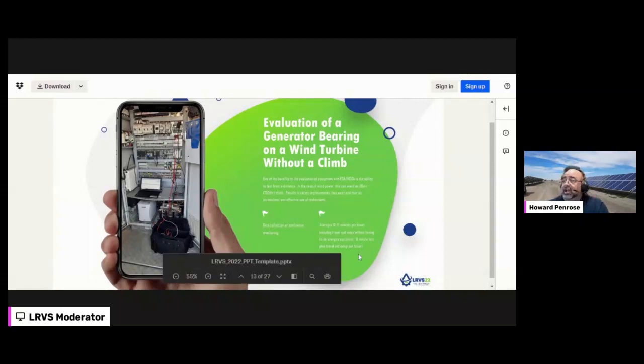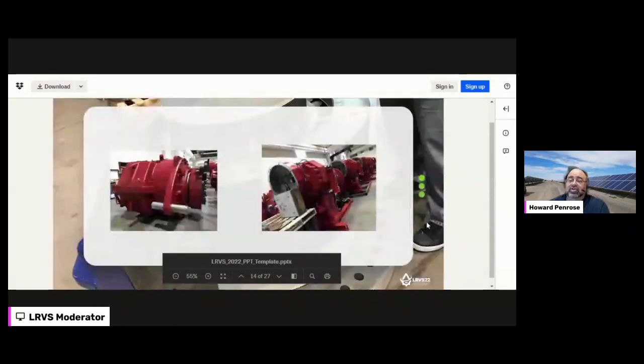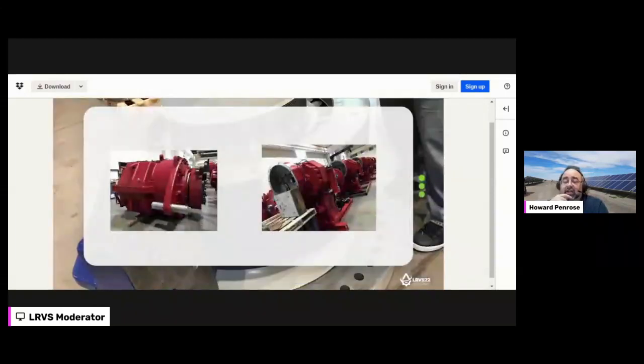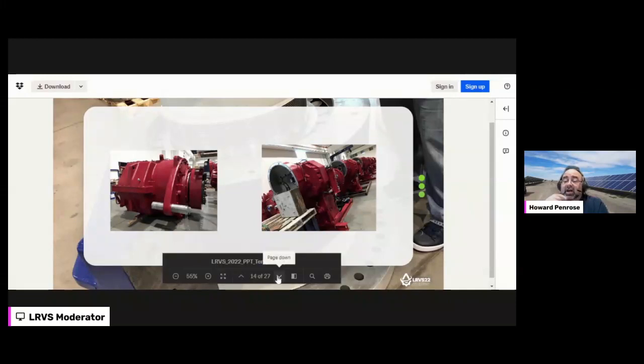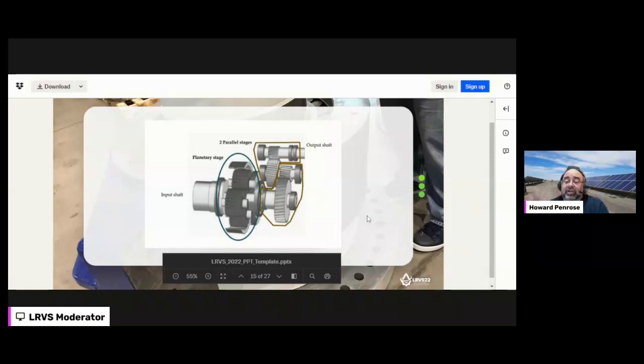Let's go on to the next slide, please. And here's what some gearboxes look like. The one on the left would be for a Vestas machine. The ones on the right would be for GEs. And we'll go on to the next one. And in general, this is what they look like.